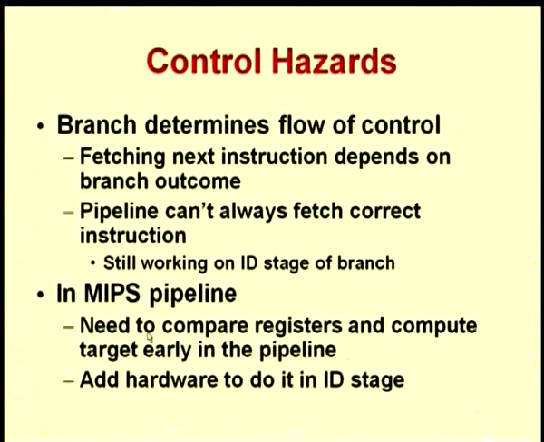So in the MIPS pipeline, in the example that we have been looking at, we need to compare registers and then we need to compute the target. So if we want to reduce this problem of control hazard, instead of comparing registers and computing the target in the EXE stage or in the later stages, you will have to do it early in the pipeline. That is, you can try to do it in the ID stage itself. In which case, you will have to have some additional hardware added in the ID stage. That is a special comparator which will be used just for the branch instruction to check whether the two registers are equal or not. That can be done in the ID stage. So by adding some additional hardware, we can try to reduce the control hazards.